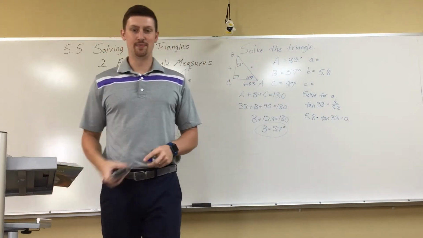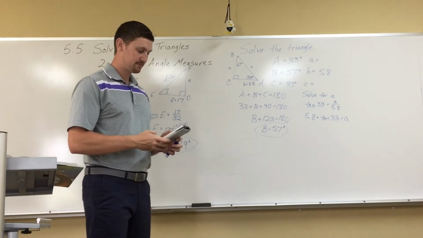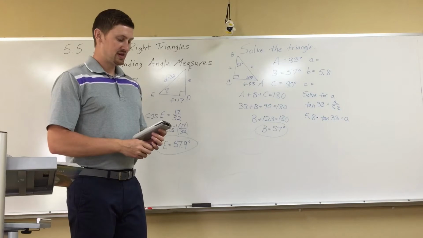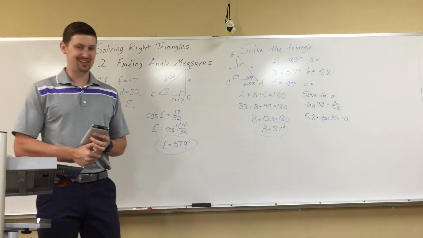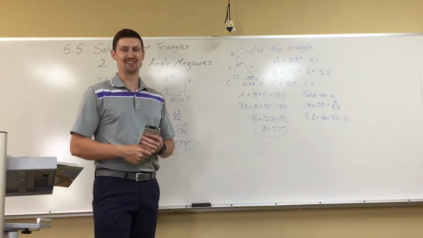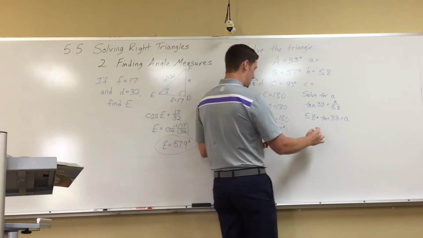Calculator. 5.8 times tangent of 33. 3.7665. Again, we want to round. Let's do it to the nearest tenth again. Directions don't tell us. Tenth is usually a good rule. So 3.766 gives you 3.8.